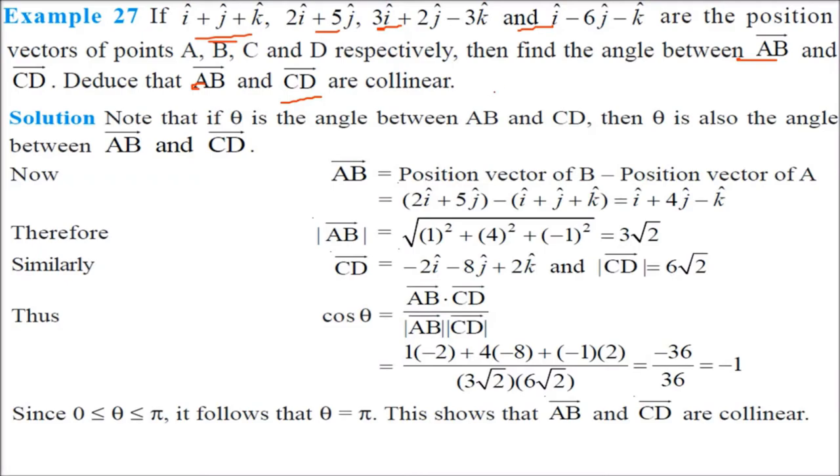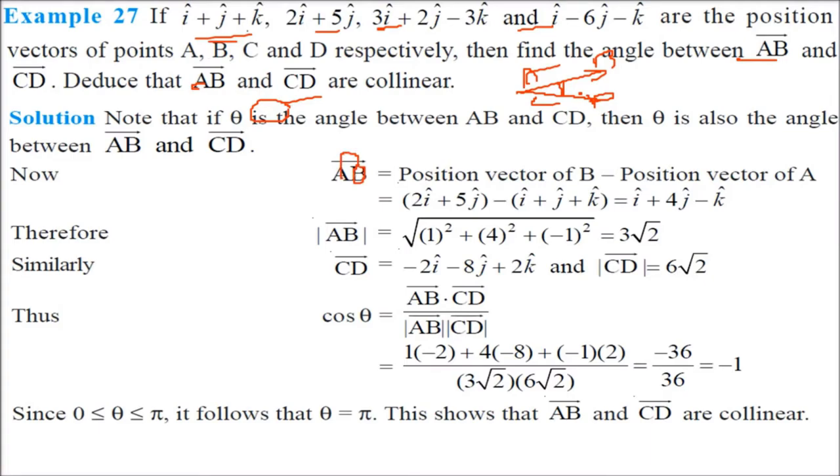Please understand the angle between this vector AB and CD. Then this theta is the angle between AB vector and CD vector. So AB, CD are lines, but when we have an arrow on this, we are talking about directions also. So the angle remains the same.